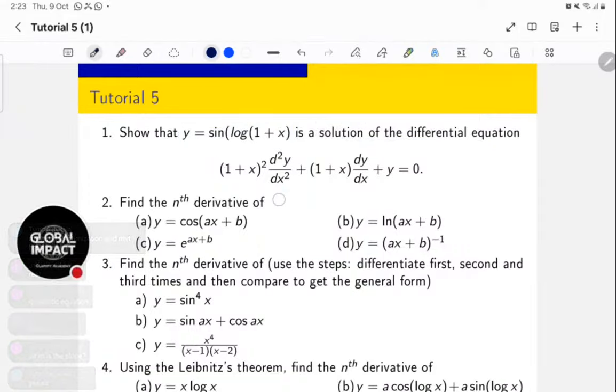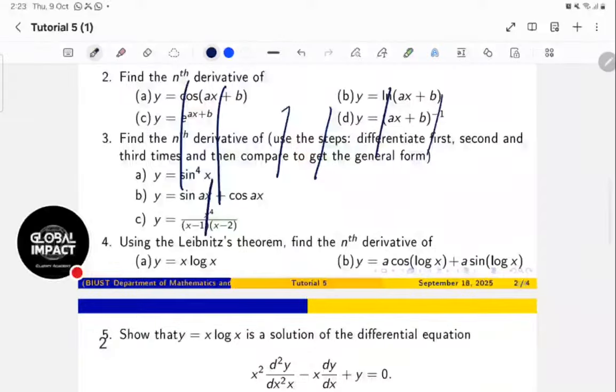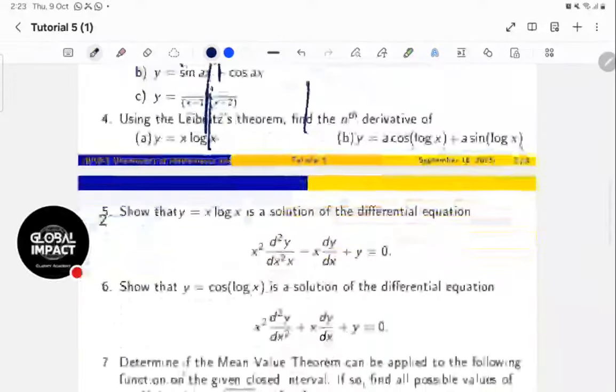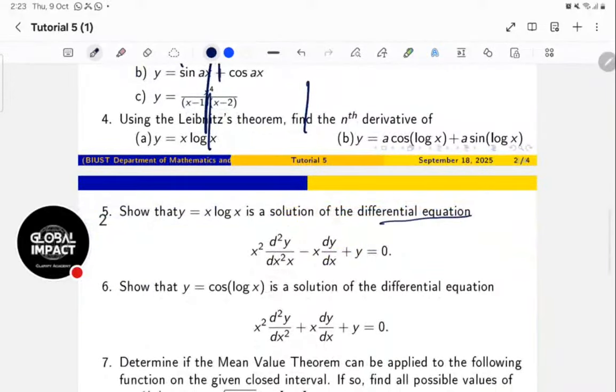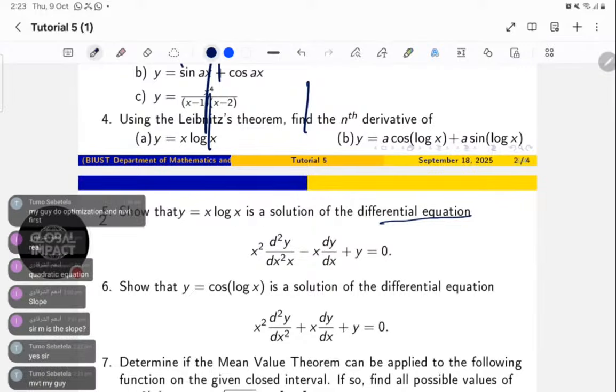We talked about it. So the questions on derivative, they say it is not coming. I'm coming back to do the questions on derivative and Leibniz. Here, when they say show that it is a solution of the differential equation, you can still differentiate it. Let's say you have this. Find the first derivative, you need it. Find the second derivative, which you're going to put here.